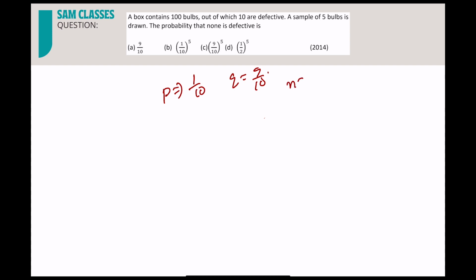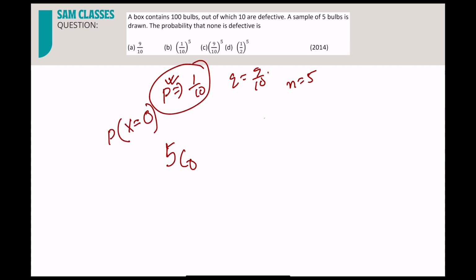Now, 5 bulbs are drawn. So directly we can do probability of success. We can do it by non-defective also. So we take our P, probability of success, as getting a defective, and now we directly do that you get no defective, x equal to 0. What will be the formula? If somebody doesn't remember the formula, P of x equal to x is nCx q power n minus x, p power x, correct? Where n is equal to 5.